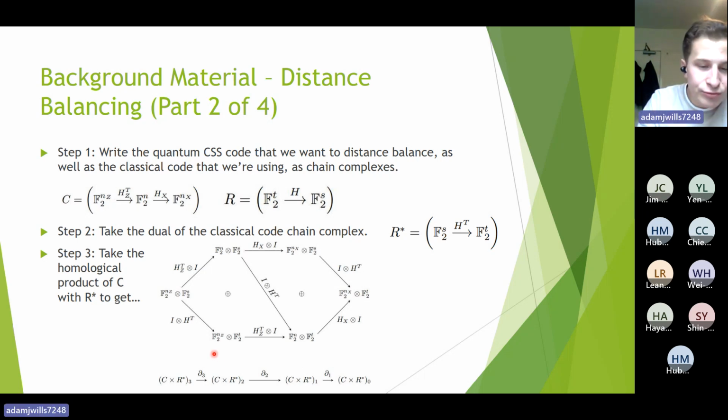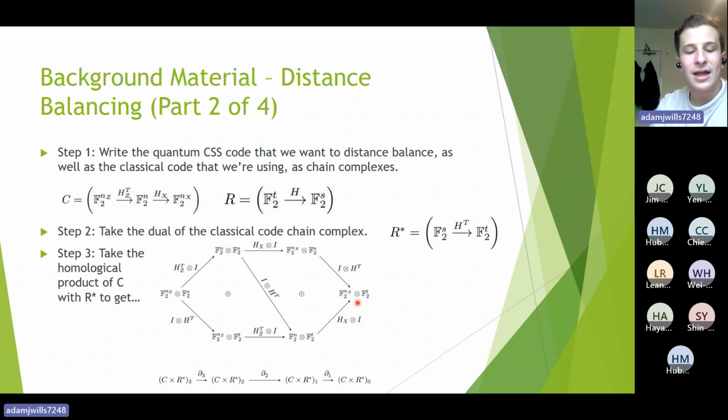So how do you read off these spaces from this diagram? Well, you sum vertically. So let's take C cross R star 3, and that's going to be just this space, F2 to the NZ tensor F2 to the S. C cross R star 2, as I say, you sum vertically, that's going to be F2 to the NZ tensor F2 to the T, direct sum F2 to the N tensor F2 to the S. And one more, C cross R star 1 is going to be F2 to the N tensor F2 to the T, direct summed with F2 to the NX tensor F2 to the S. And then this is just going to be that. So those are your spaces. As I say, you just direct sum vertically.